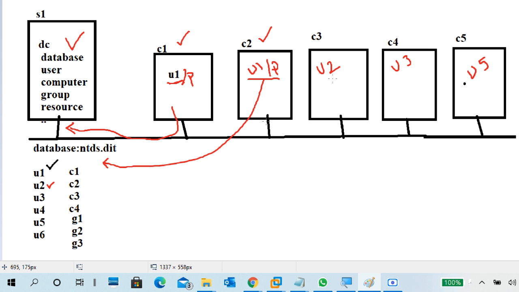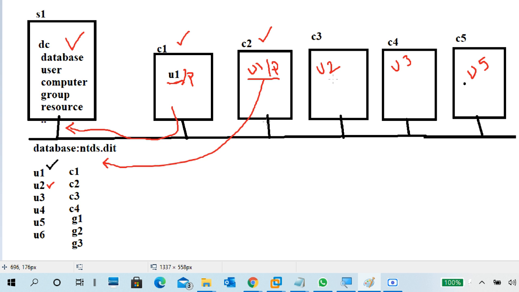And I put a username and password in C5. Look at the picture. Sir, C5 is not saved in the database. Very good, that's the point. That is what the server does. Correct. It is not there in the database.